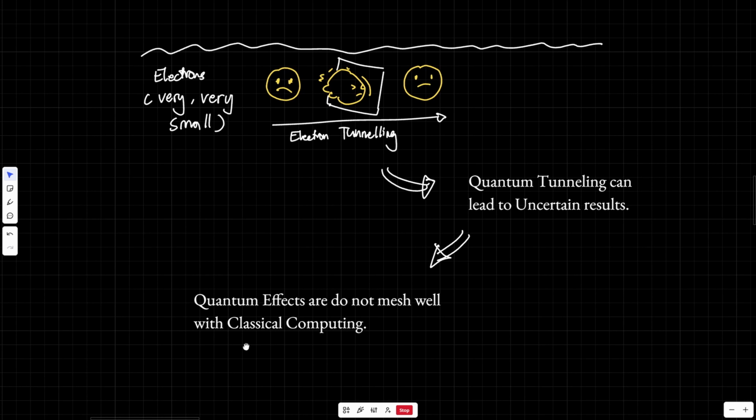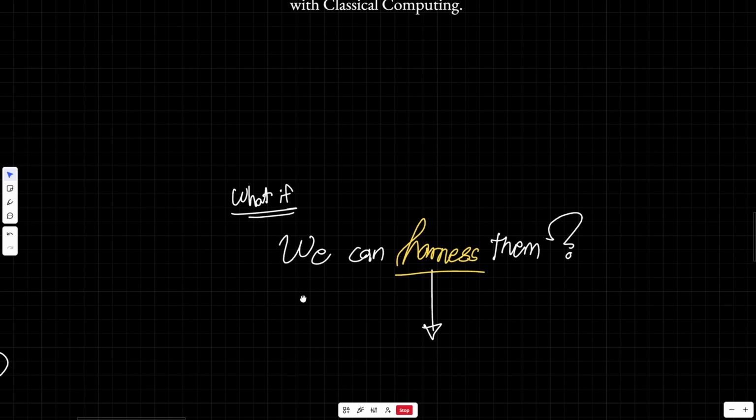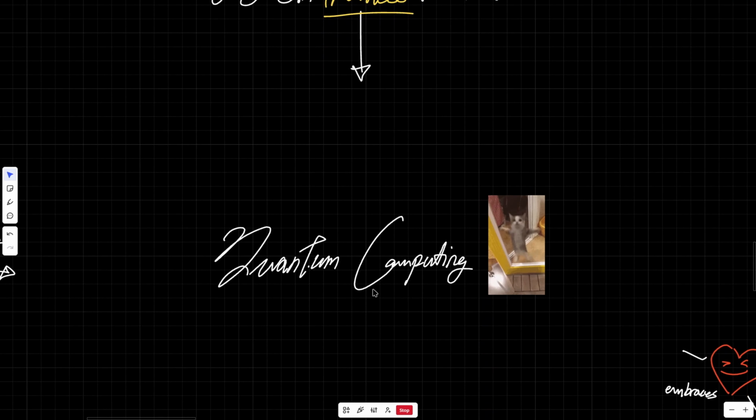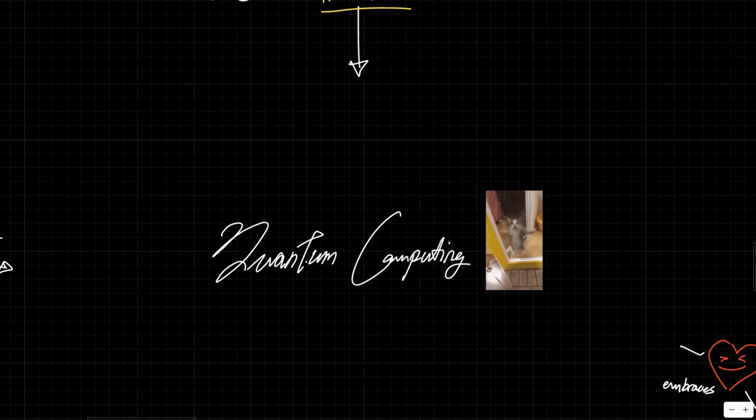So what do we do with these quantum effects? What do we do as a society? Well, instead of eradicating these quantum effects, why not embrace them? Why not harness them to our advantage? This is what quantum computing offers. It offers that if we can use quantum effects to our advantage, it can lead to monumental speedup of our computation.